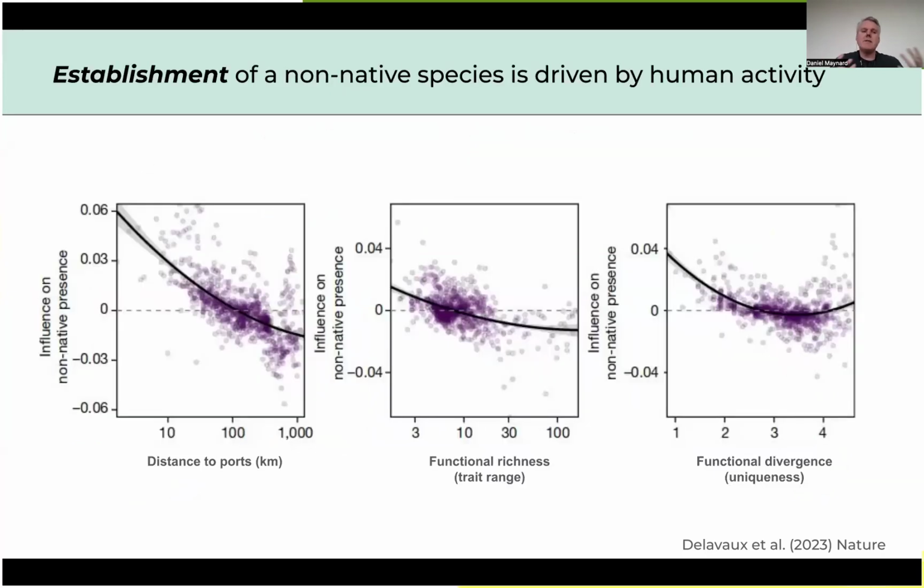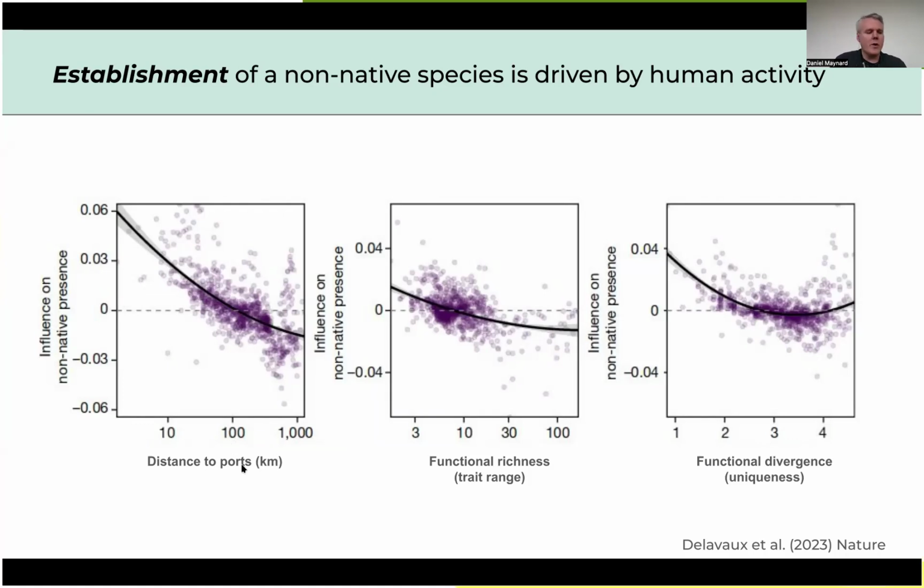And what we see is that establishment, whether or not there's a non-native species in a plot, and again, we're just talking trees, we're not talking plants, is really driven by human activity. So establishment is a byproduct of humans. And this really makes sense because we're the ones bringing trees around the globe. And what we find in particular is that distance to ports is the strongest predictor of whether or not a plot is invaded by non-native species.